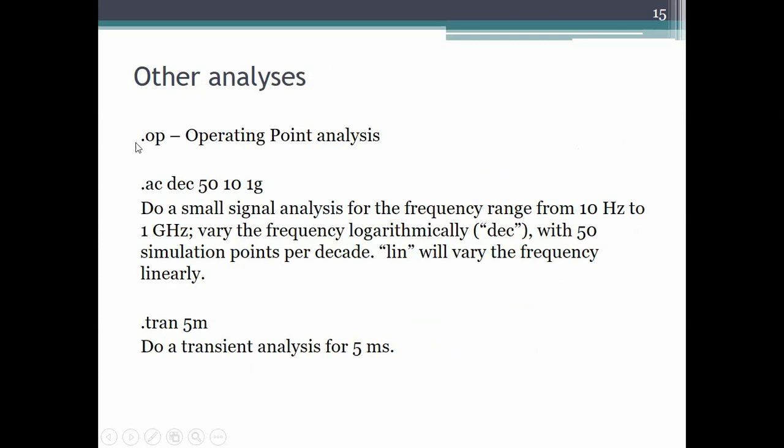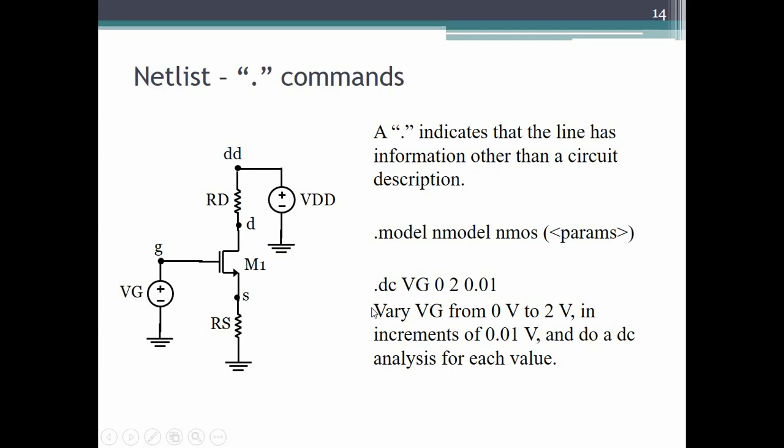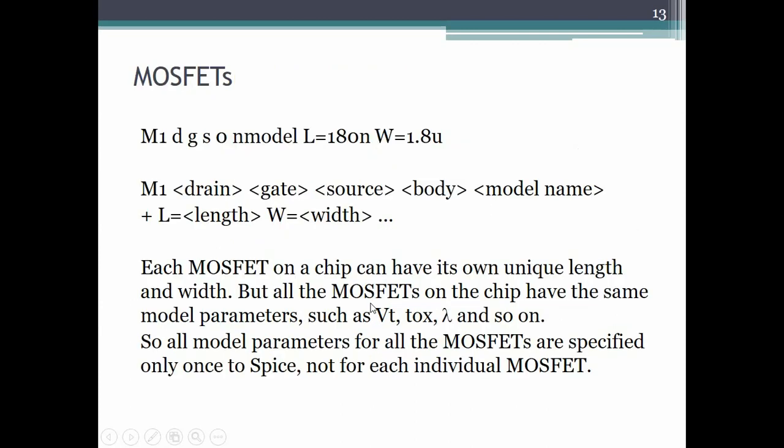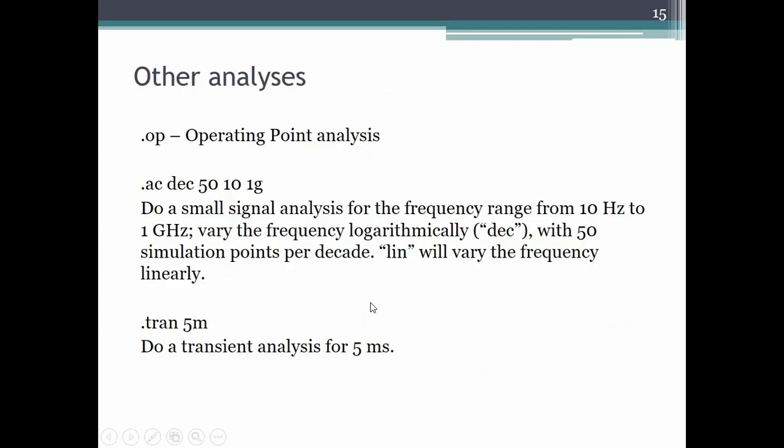Dot OP is the other. As I said before, it just does a one point analysis. Dot AC, I'll describe this briefly. As I said, this is a small signal Bode plot, and this is a frequency analysis.